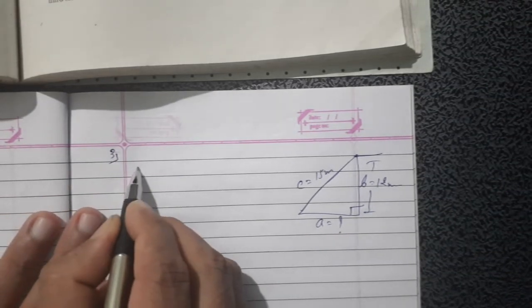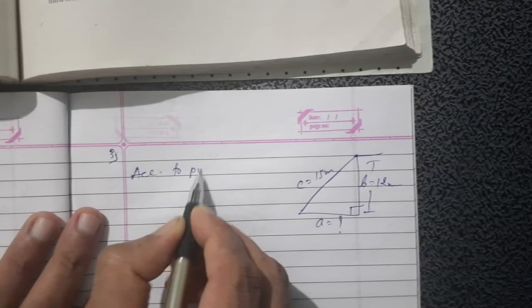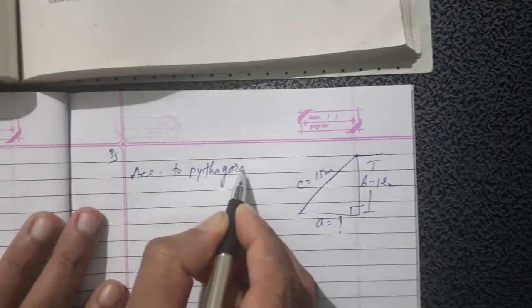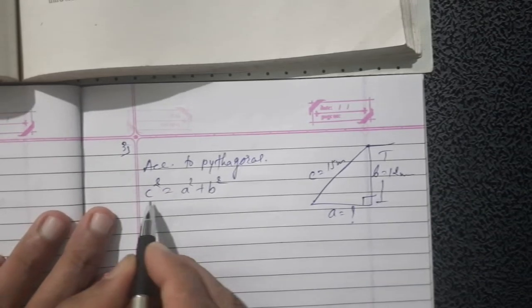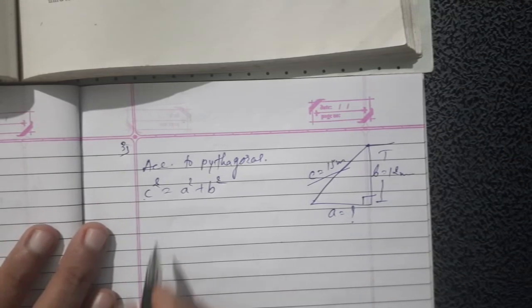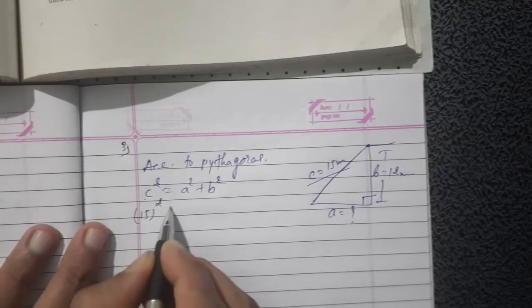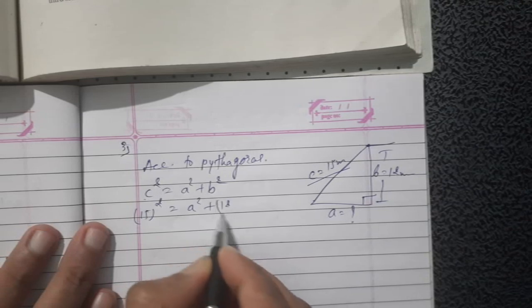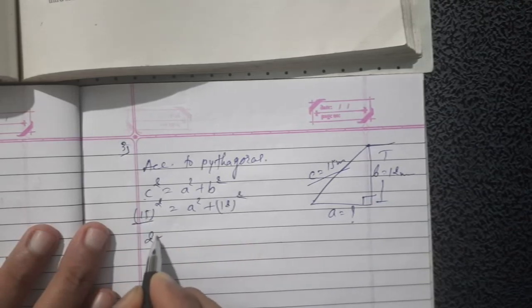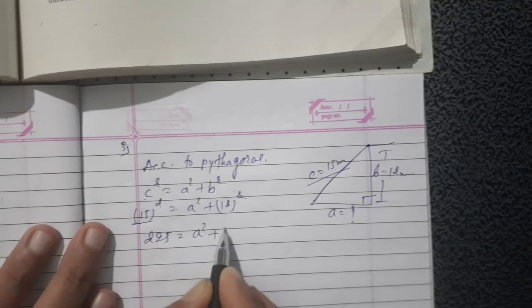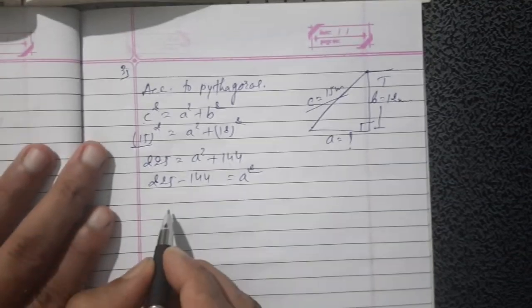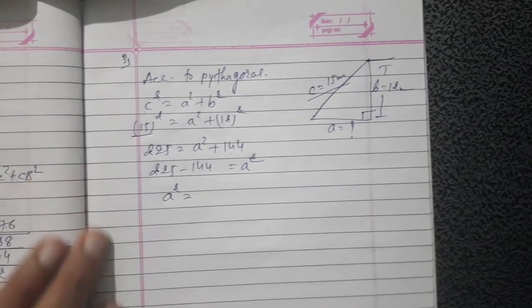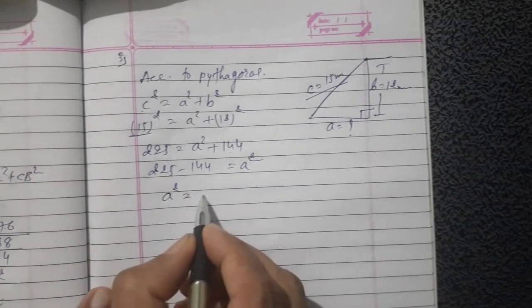So according to Pythagoras, C square equal to A square plus B square. C square, that is the length of the ladder, 15 square equal to A square plus 12 square. That is 225 equal to A square plus 144. Now change the side of that one. 225 minus 144 equal to A square. That means A square equal to 81.